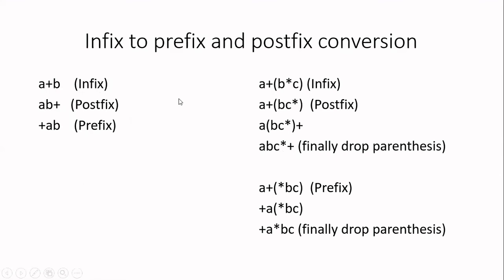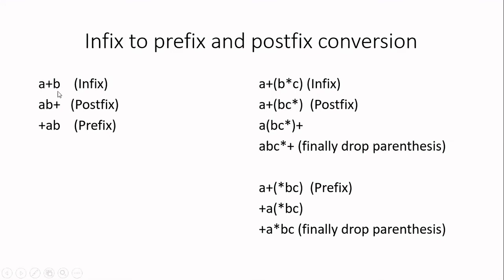First, we will see how to do that manually. Then we will see the algorithm for the conversion. So first, I have an expression a plus b. It is an infix expression. If you want to convert this into postfix, what you have to do is take the operator plus and write it after both the operands. So you will have the answer as ab plus.